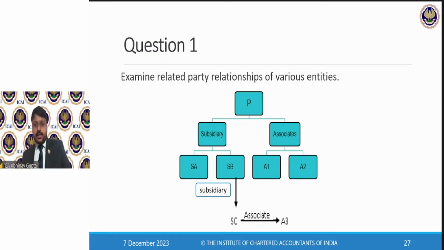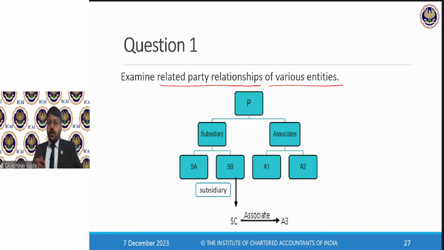Let's try our hands on this question. Examine related party relationships of various entities. So this is the structure. P is the ultimate holding company, has subsidiaries SA and SB, has associates A1 and A2, and a subsidiary has a subsidiary SC, and SC has an associate A3. Now, you need to tell which all parties are related to which all parties. So the entire related party relationship structure you need to form.